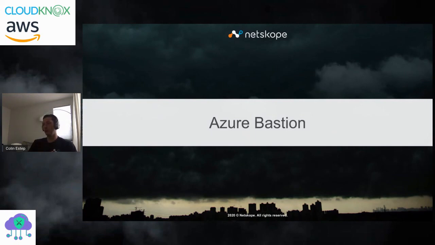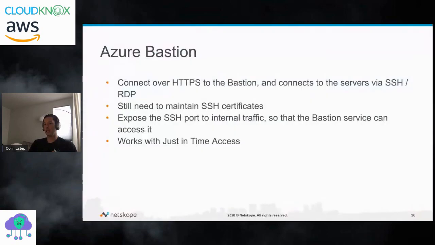The next one we'll go through is in Azure, the Azure Bastion hosts. So basically in Azure, you're again connecting over HTTPS to the Bastion, and then that connects to the servers via SSH or RDP. You still need to maintain your SSH certificates with this particular one, and you expose the SSH port to internal traffic so that the Bastion can get to it.